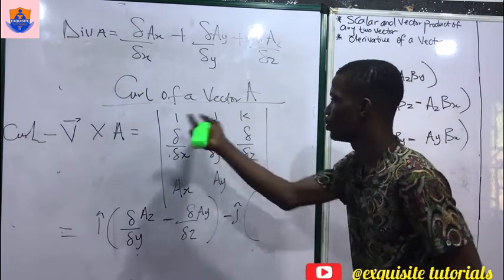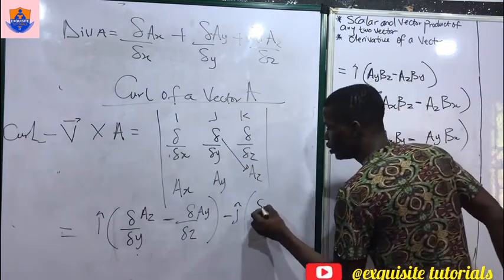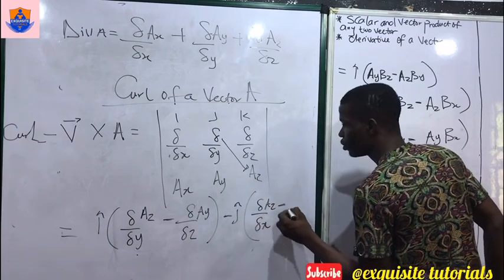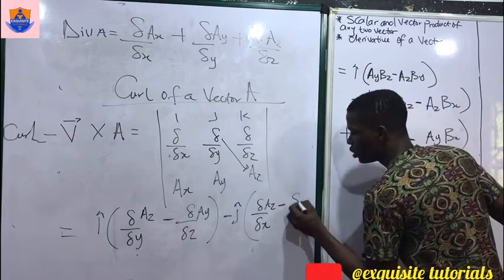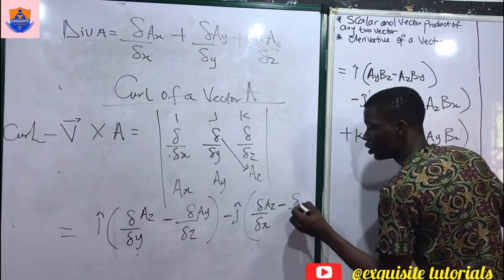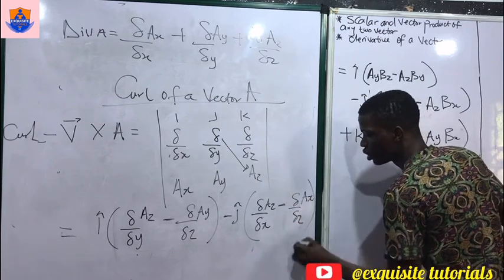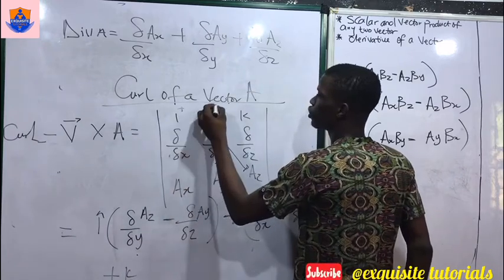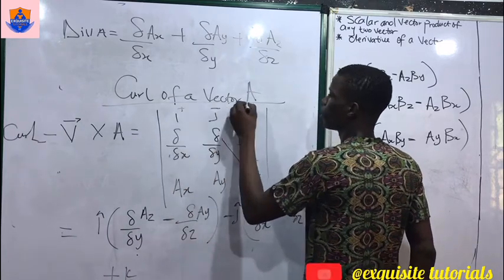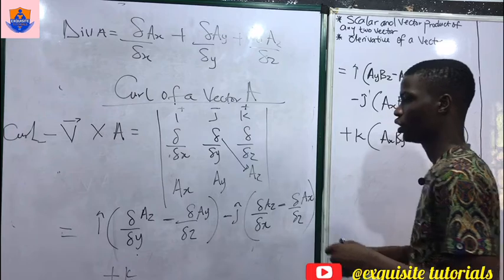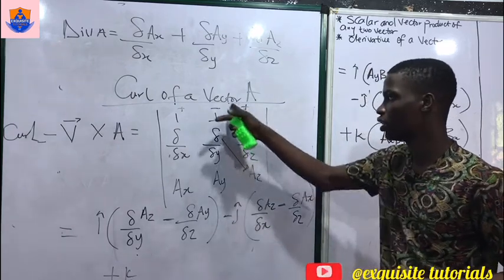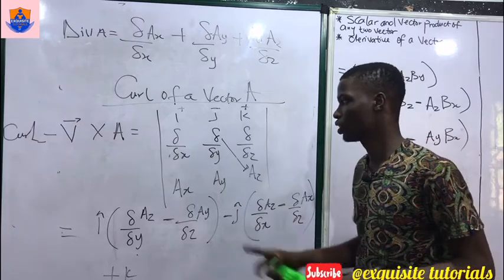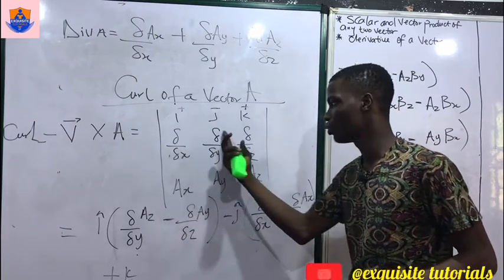This is now the format for the j. The ∂/∂x, A_z, minus the ∂/∂z, A_x, then plus our k. Remember I told you the cofactors for this is plus, minus and plus. This is the cofactor for it. Then for the k part, the k operation, you cut out the k part. You'll be having just this part left out.